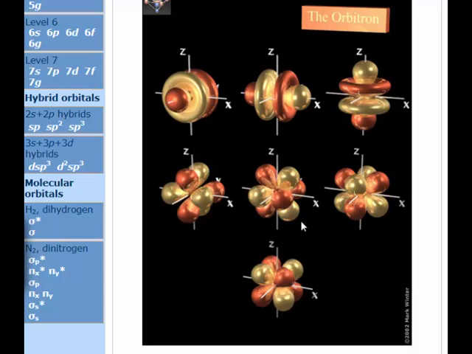Again, I don't want you to try to draw these. On your sheet, you should have had that there's an s. Then I had the px, the py, the pz. Then you need to know there are 5 d's and there are 7 f orbitals.